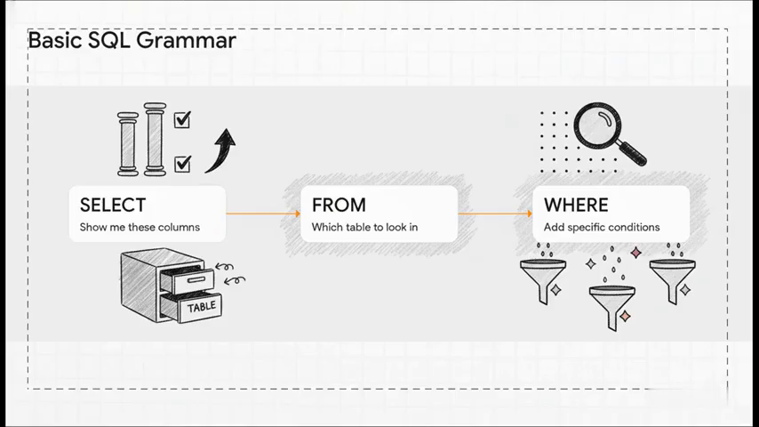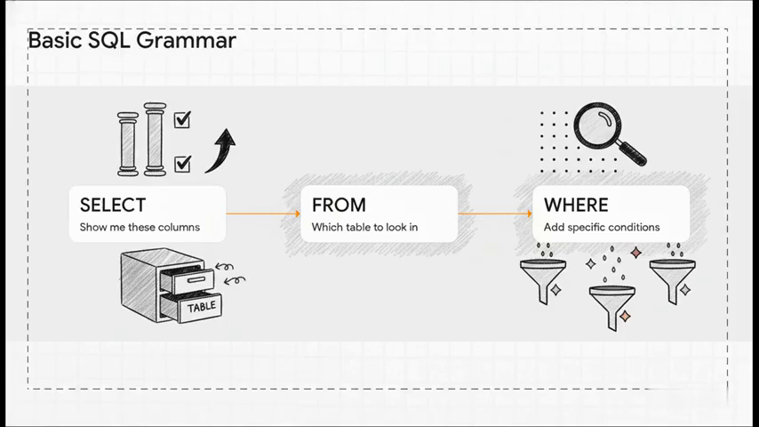So let's just break that down very quickly. The first word, select, that's basically you saying, show me. In our case, show me the names. The second part, from, tells SQL where to look. So look in the customer's table. And the third part, where, is your condition, your filter. So only show me the ones who bought something last month.